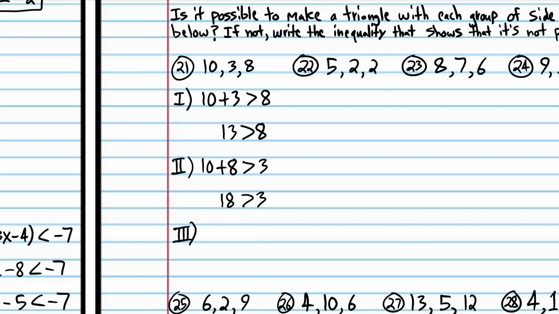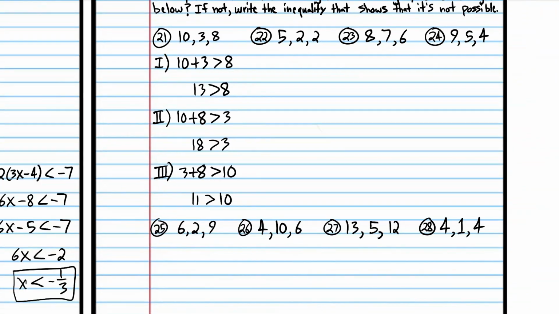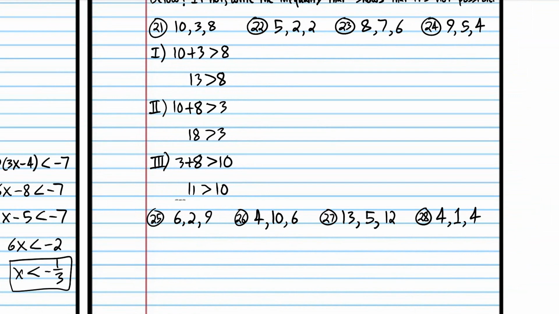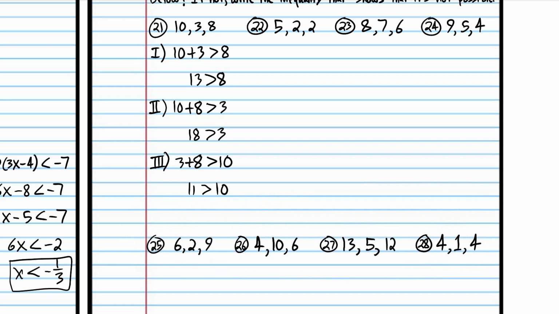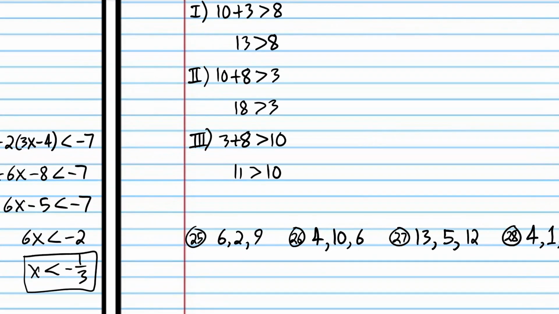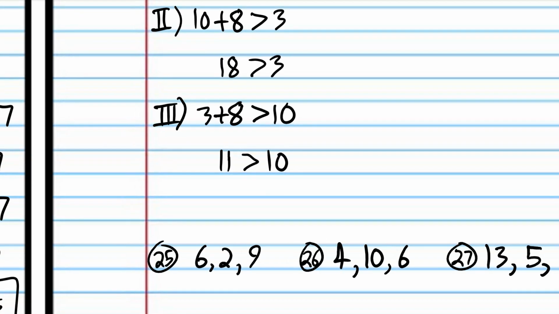But we have one more inequality to make. What have we not done? We can add 3 and 8. So if we add 3 and 8, that sum has to be greater than the remaining side, 10. And we see that the sum is greater. So what this proves is that we can make a triangle with these side lengths. So the answer is yes.